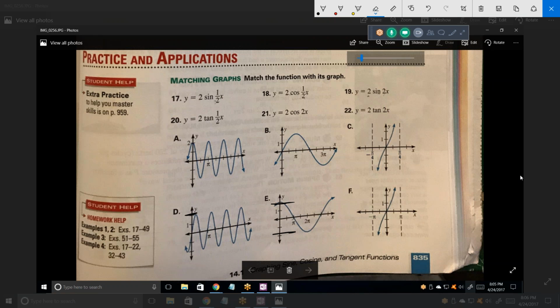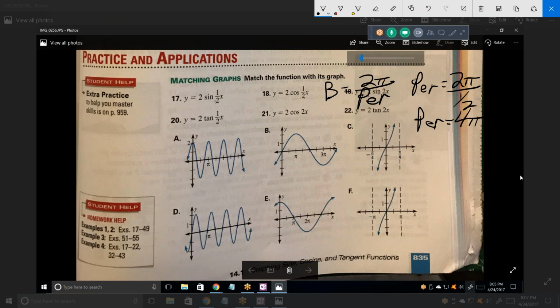Well, 17, B is 1/2, right? Right. Here's what you need. B is equal to 2 pi over the period. That means the period is equal to 2 pi over B. In this case, for 17, B is 1/2. So we need a period of 4 pi.